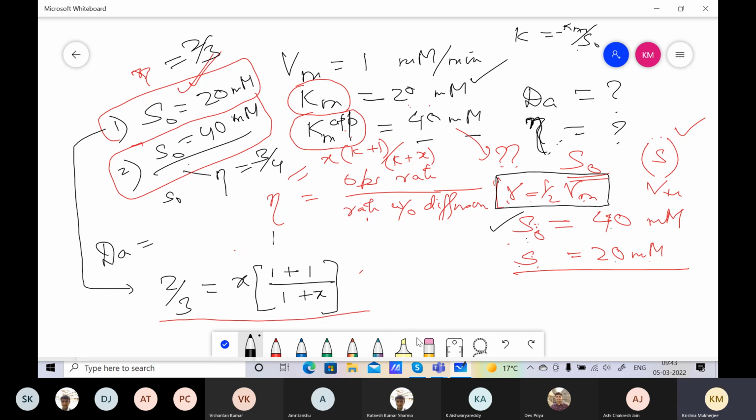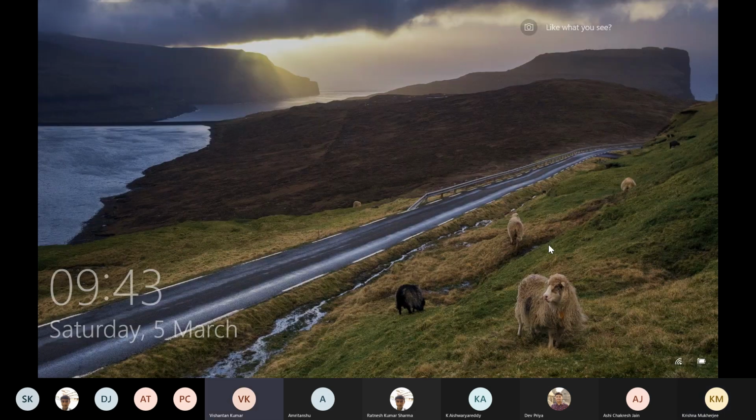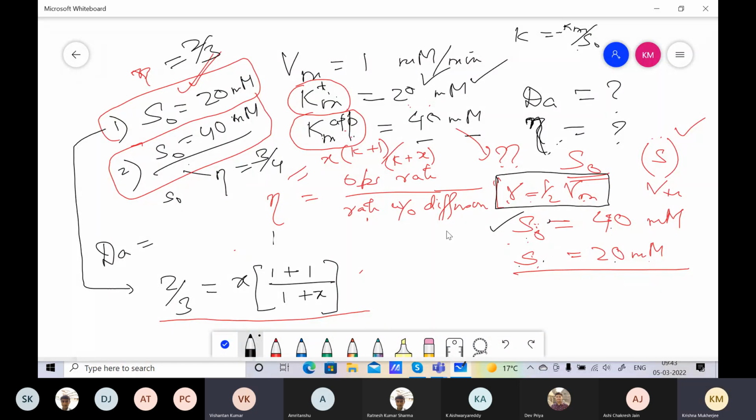So therefore, really we should not be working with this. We should be working with this. Are you following this? Could you explain again? Think about it. Think about it.